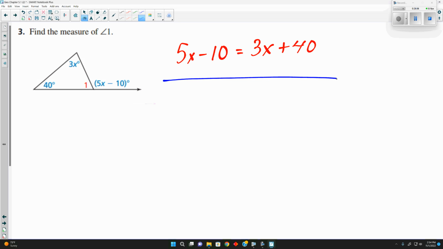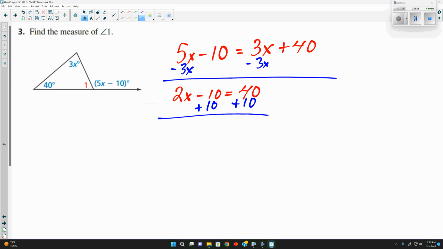What can we do next? 5x minus 3x is? Minus 10 is equal to? Add 10 to both sides, which tells us 2x is equal to? So x is equal to?